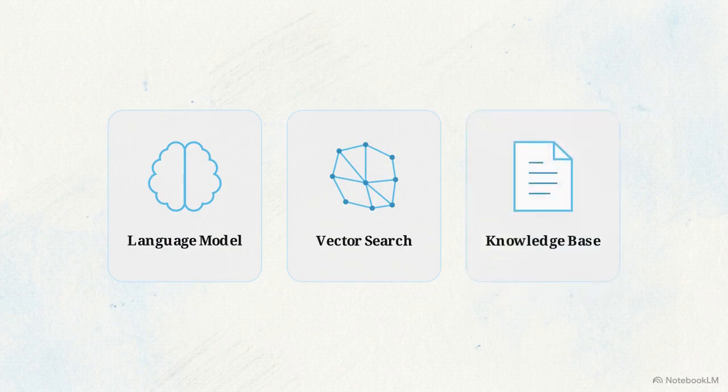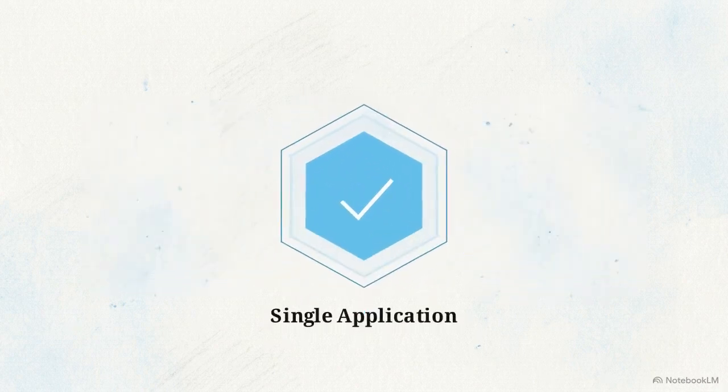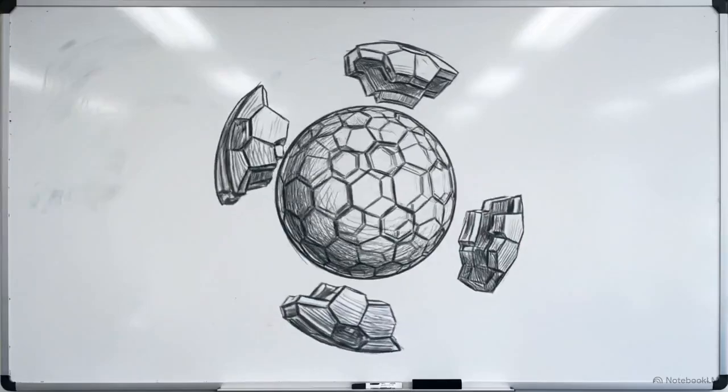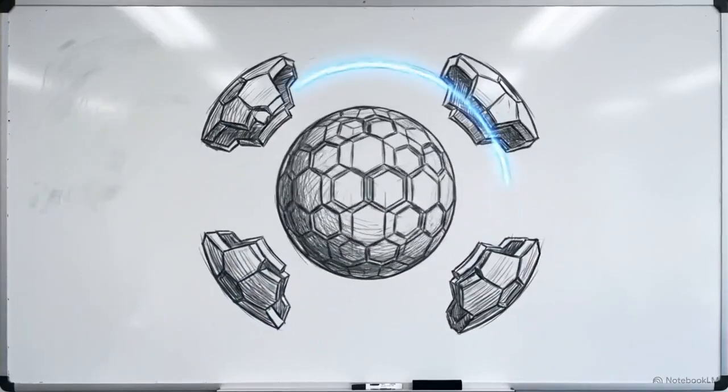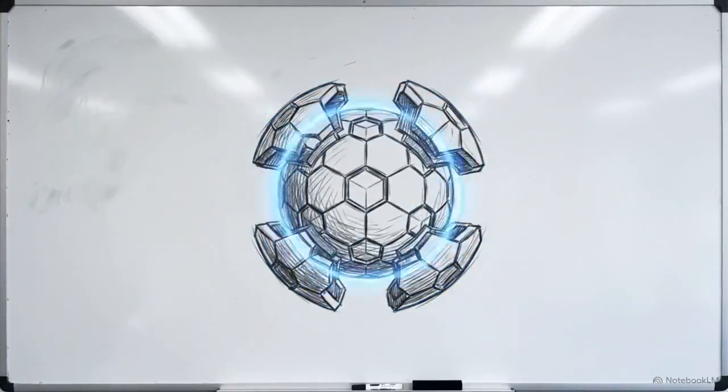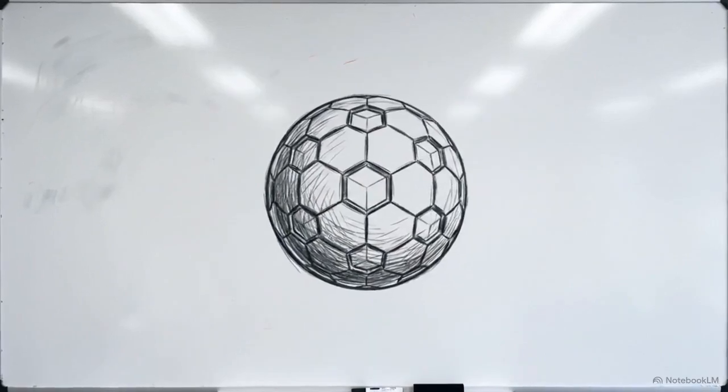You have successfully combined a large language model, a vectorized document search pipeline, and a customized knowledge base into a single application. These individual components lock together perfectly. You now have a robust system ready to deploy into the real world.